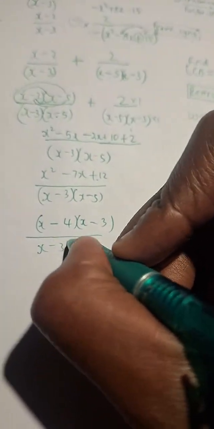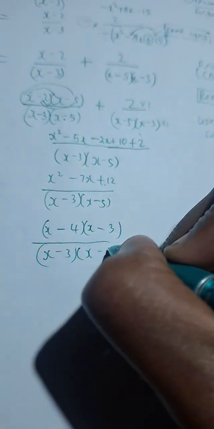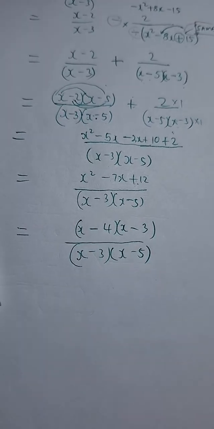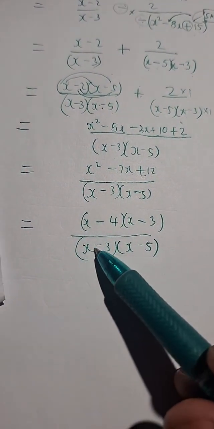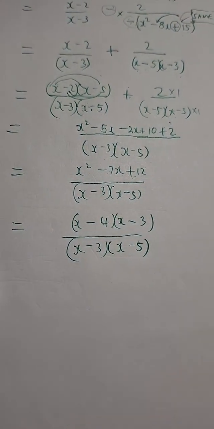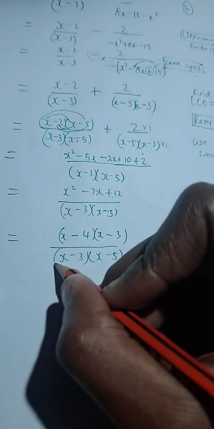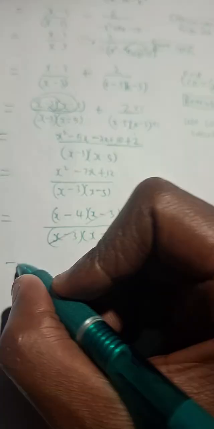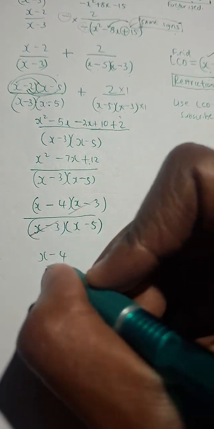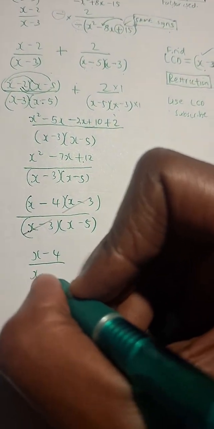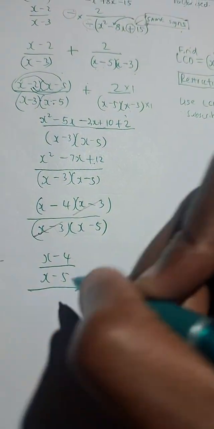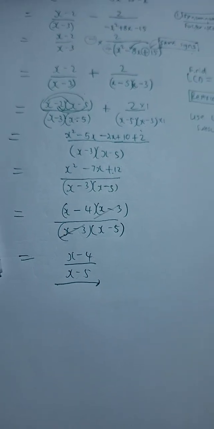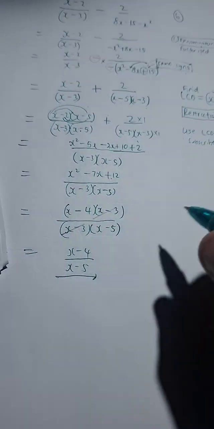over x minus 3 into x minus 5. Whoa, look at this. You can play the cancellation game. So I grab my pencil, play the cancellation game. And that pretty much ends it.